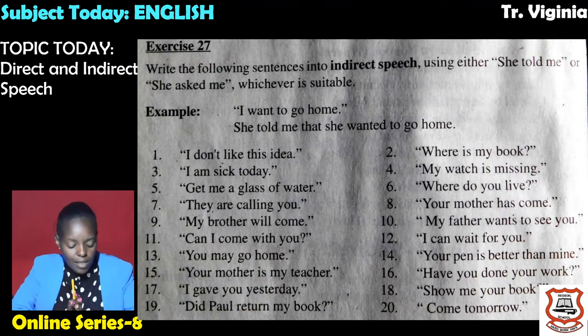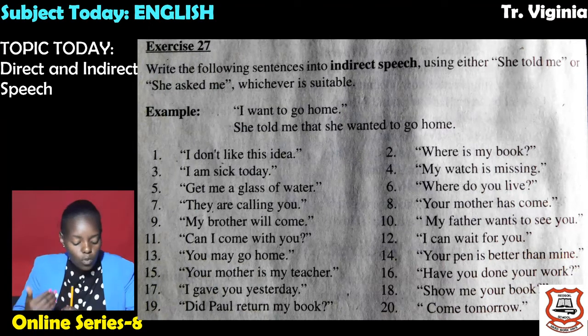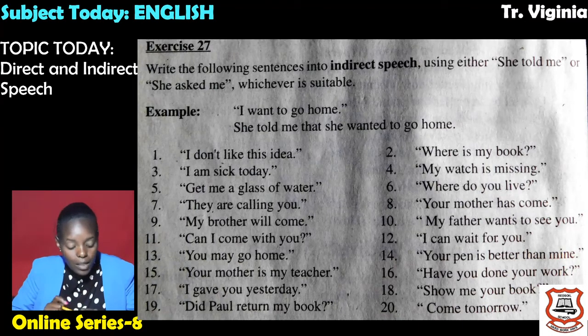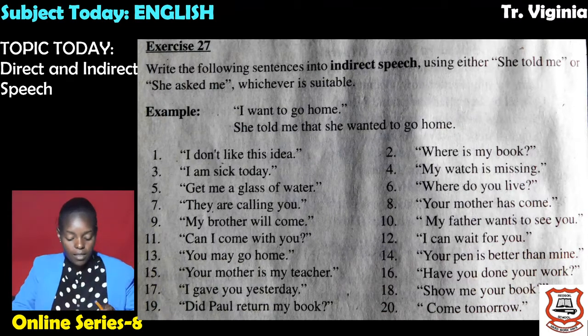An example of a sentence: "I want to go home." So the answer becomes, she told me that she wanted to go home. So we'll do the rest together. Number one, "I don't like this idea." We've done that. Change that into indirect speech: She said that she didn't like that idea.